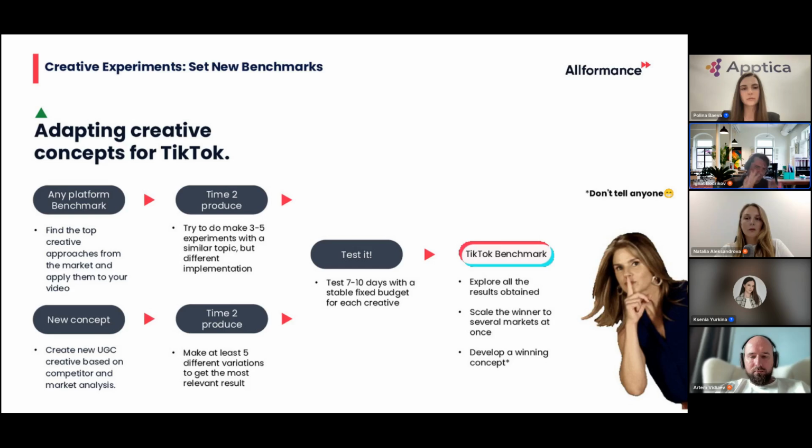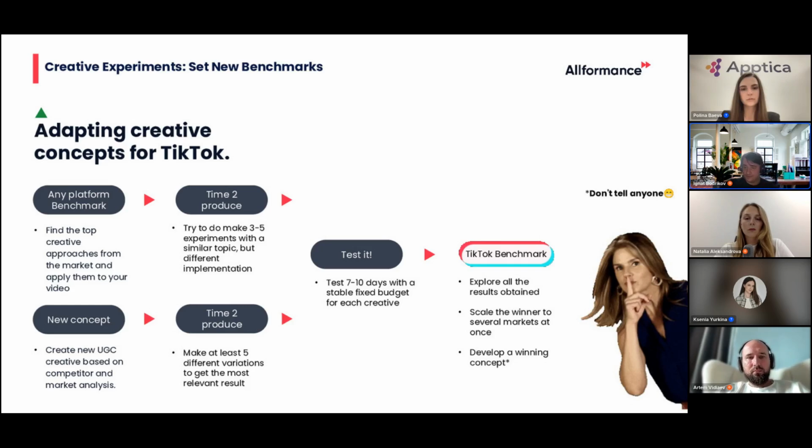And for example, we have the new concept. You don't get any benchmark, they are burnout on Google and Meta. What are you going to do? Create new UGC creative based on competitor and market analysis. But remember, as I mentioned previously, don't use the concepts that the competitor uses. Make it wider, think out of the box, and prepare yours.